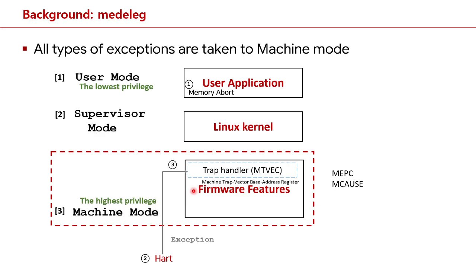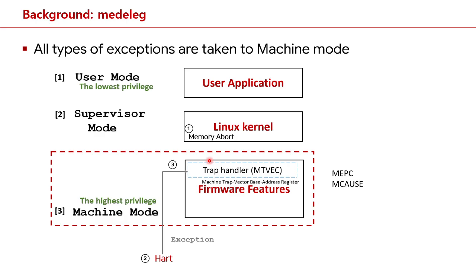What I mean is that if you do not modify any bit field inside the machine exception delegation register, the RISC-V core will move to the trap handler in machine mode. That is the default operation.